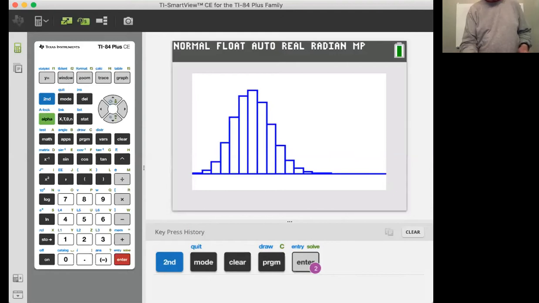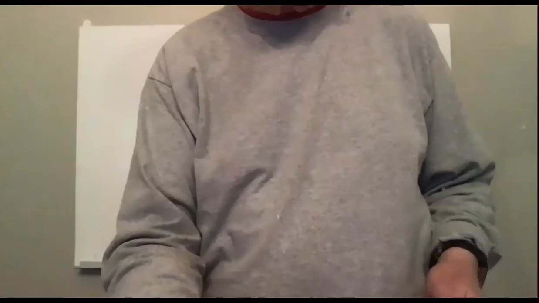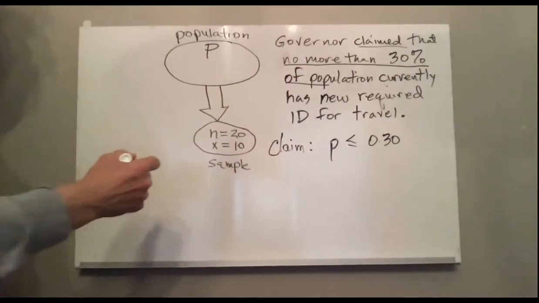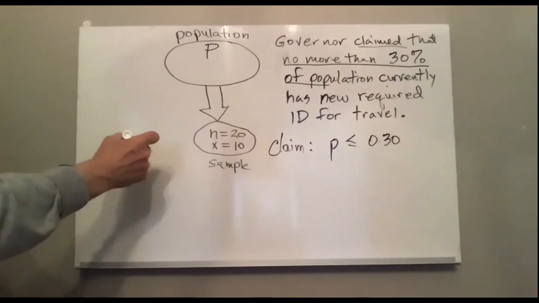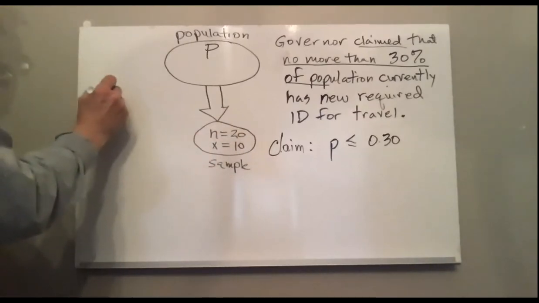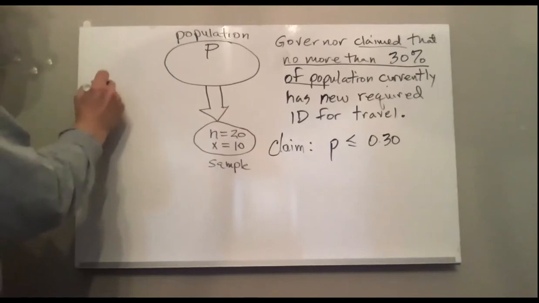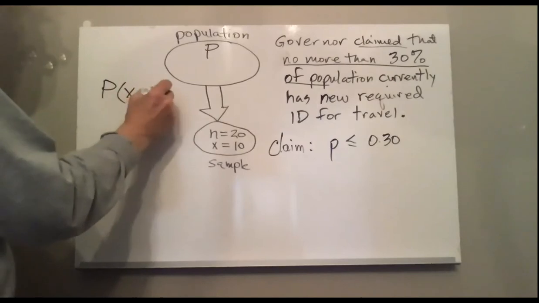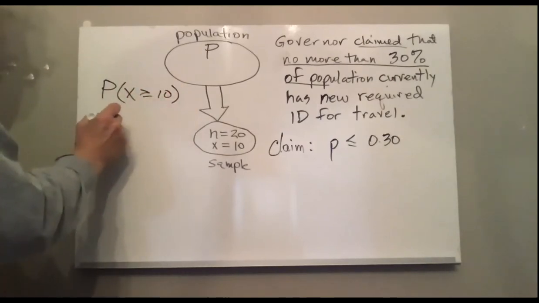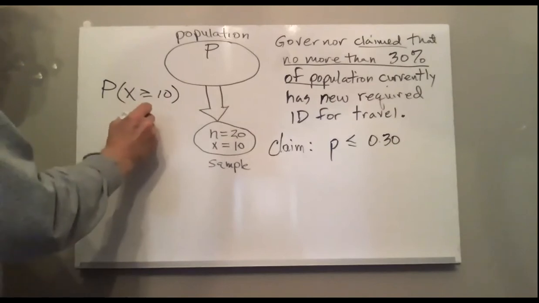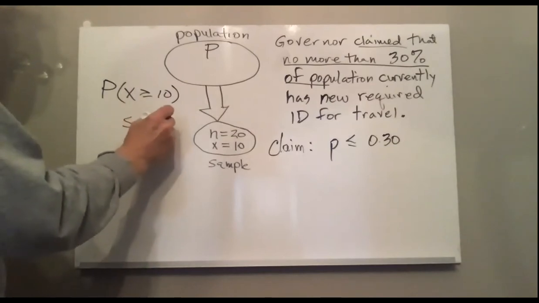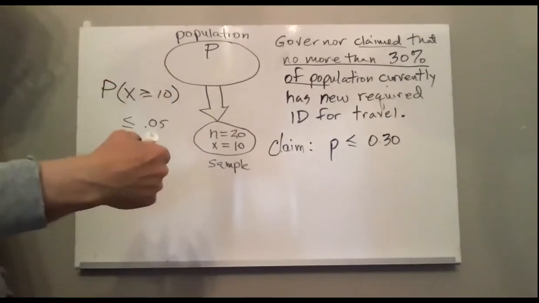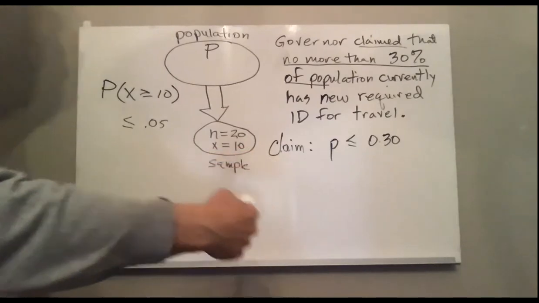So let's go back here and let's find out, is X unlikely? So we want to know, is the probability of X being greater than or equal to 10 less than or equal to 0.05? So we could find the probability of 10 plus the probability of 11 all the way up to the probability of 20.